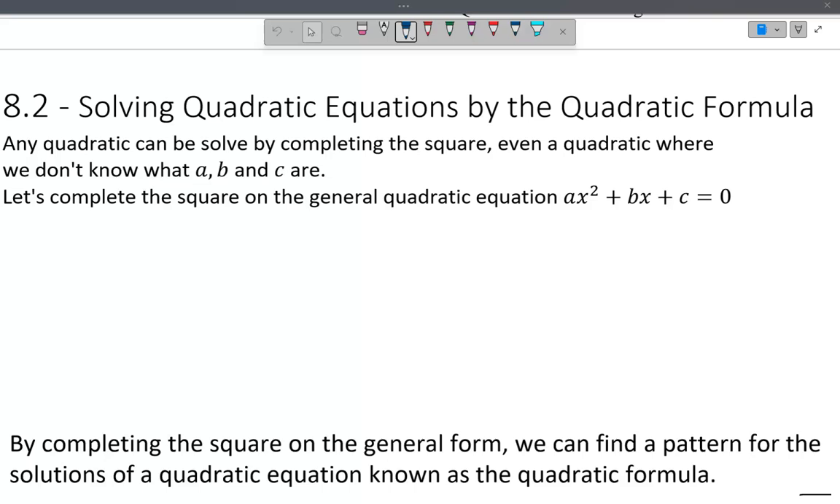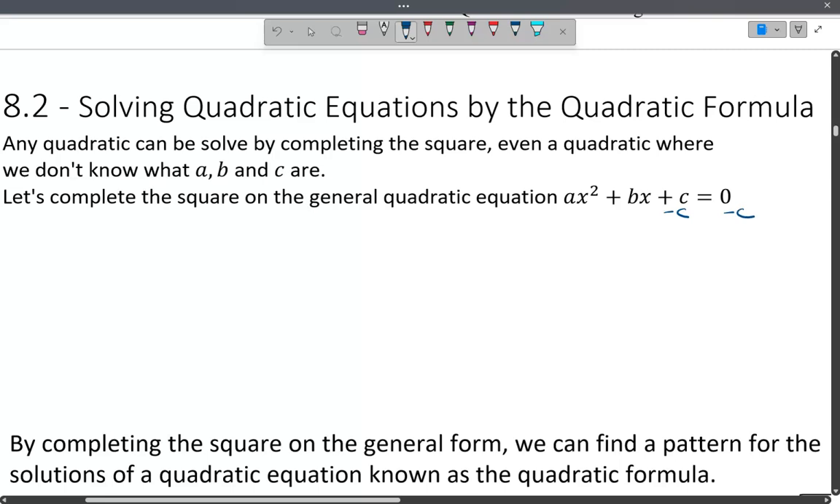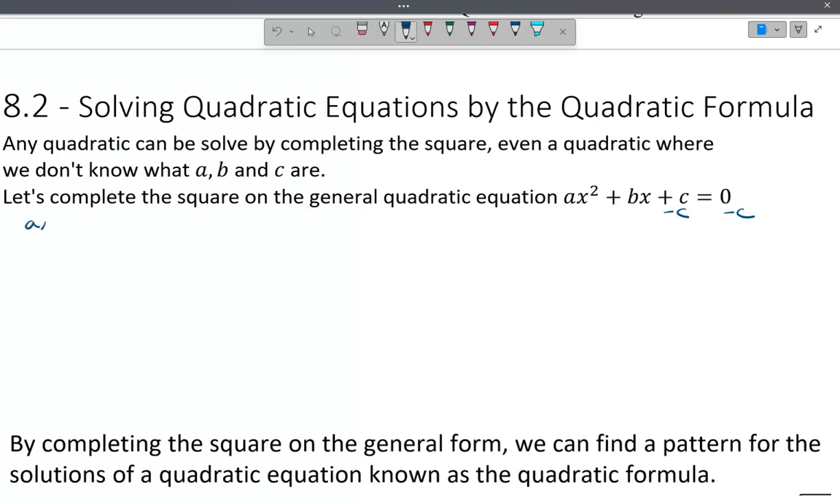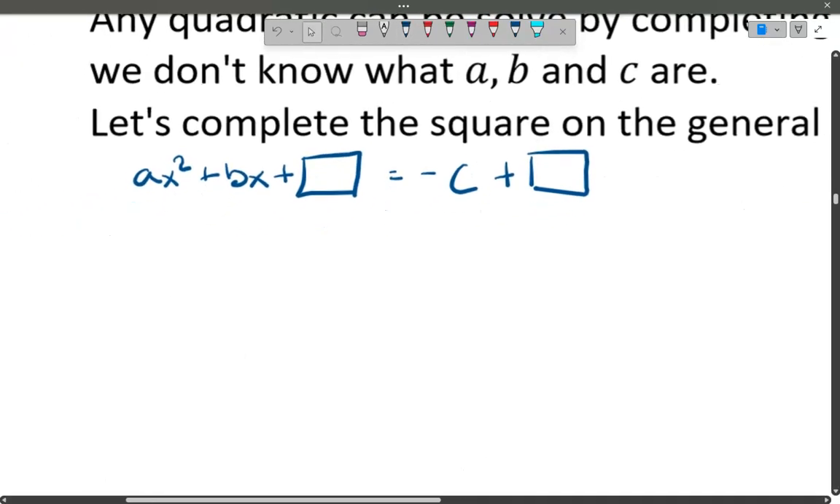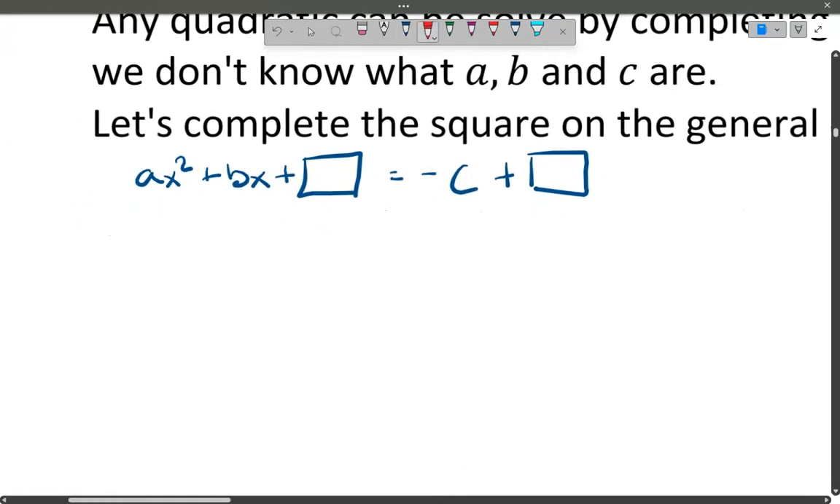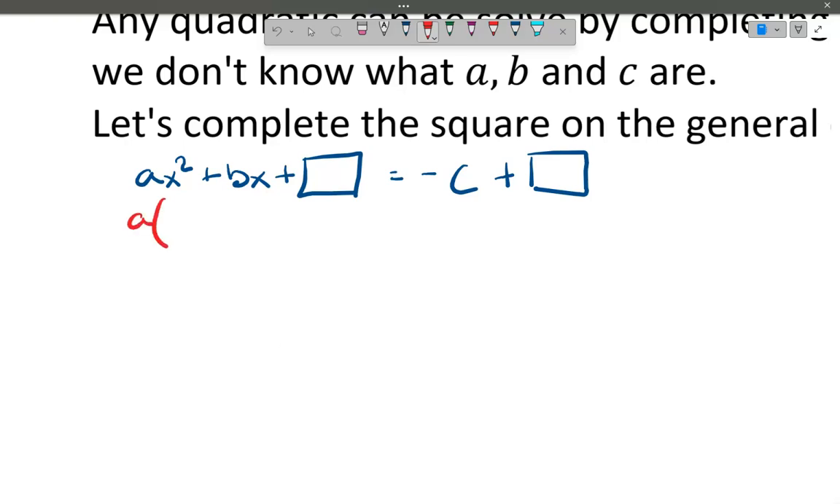So let's do the process of completing the square on the general form quadratic equation, ax squared plus bx plus c equals 0. We're going to start out the same way by subtracting the constant to the other side of the equation. That's going to leave us with ax squared plus bx, and we're going to put our box so that we have room for completing the square. Now for this next step, we have to factor out our leading coefficient. Because we have this value for a, we need to make sure that we factor it out so that we maintain that leading coefficient for vertex form.